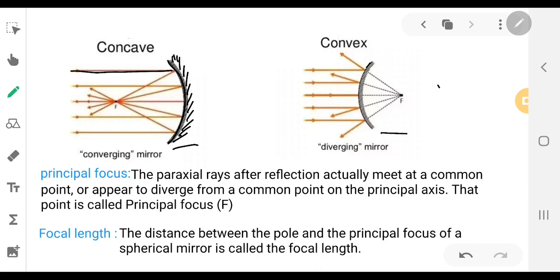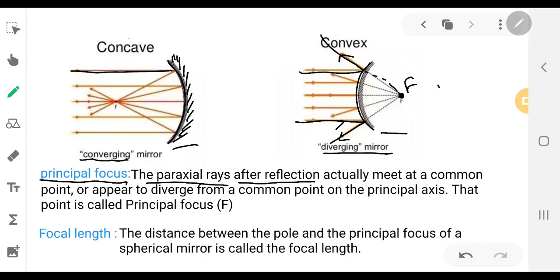Convex means the outer surface of the mirror is reflecting. This is the incident ray and reflected ray. So the reflected rays never meet each other, but they appear as if they are coming from a common point. That is nothing but the focal point in case of a convex mirror. These are also called converging mirror and diverging mirror. So the principal focus: the paraxial rays after reflection actually meet at a common point or appear to diverge from a common point on the principal axis. That point is called the principal focus.